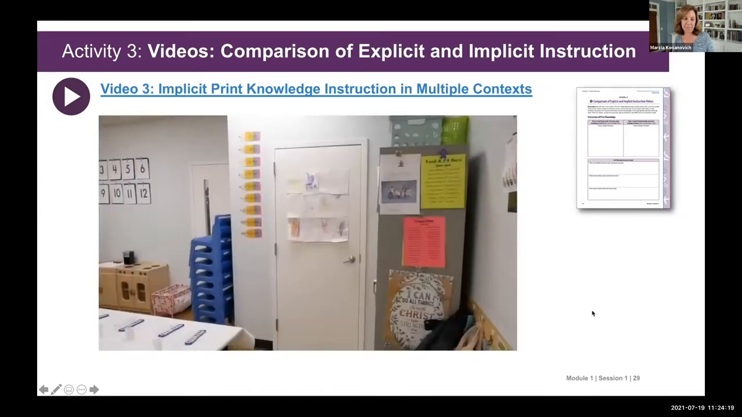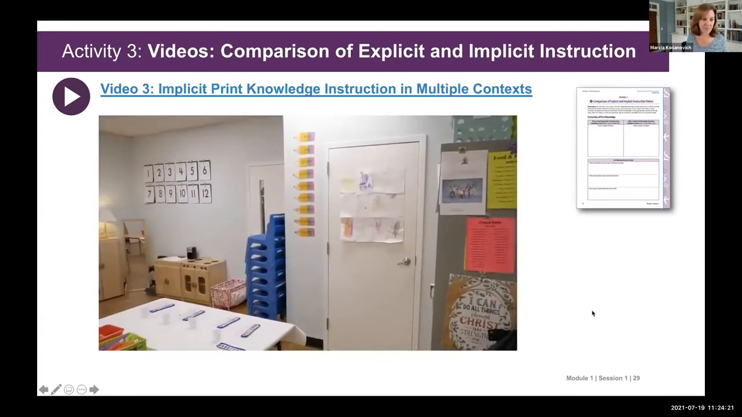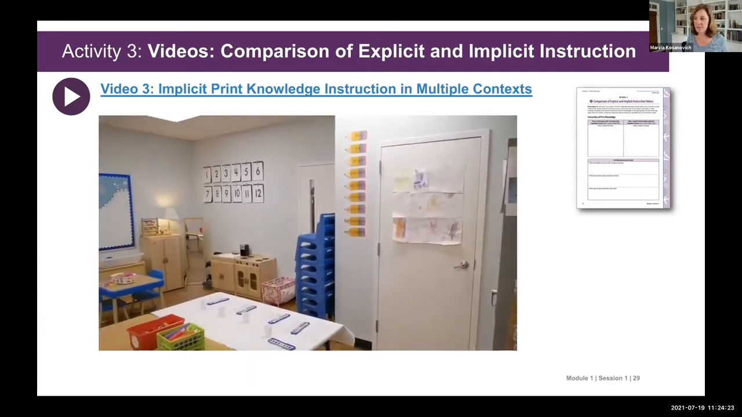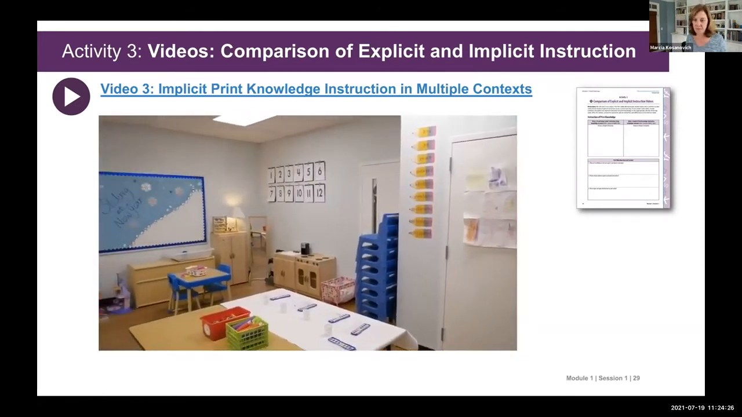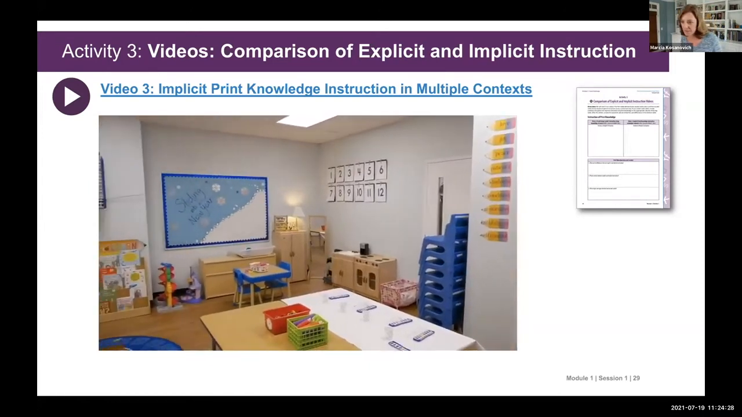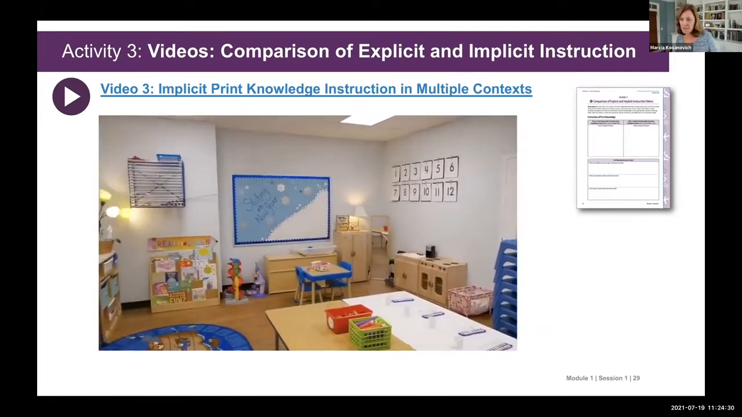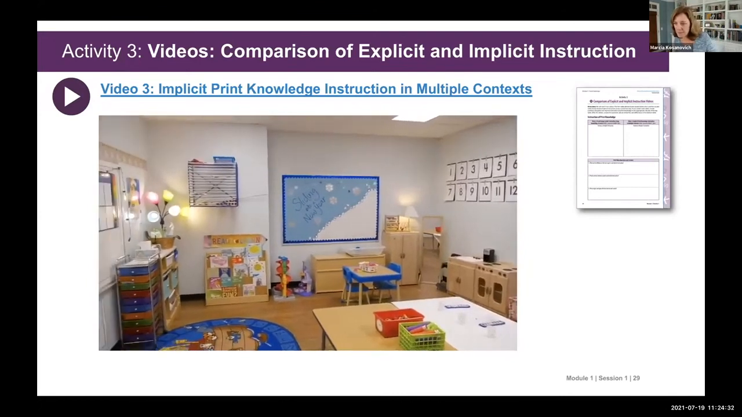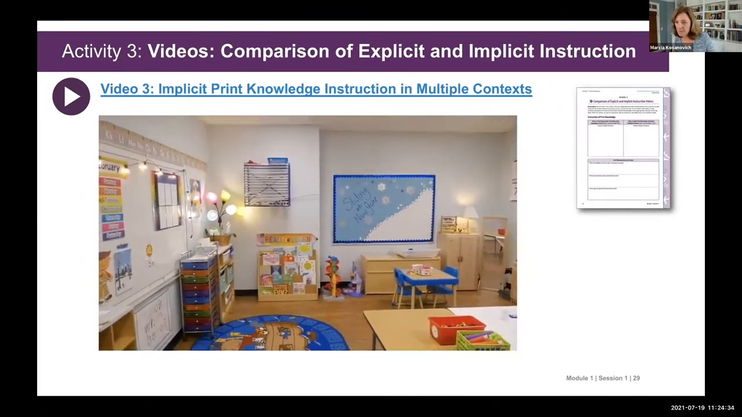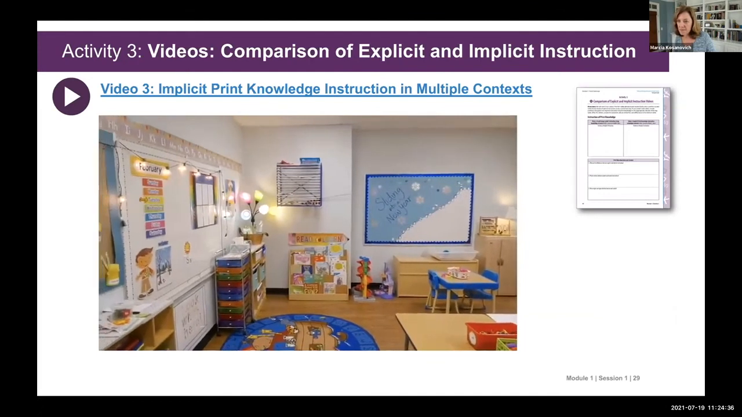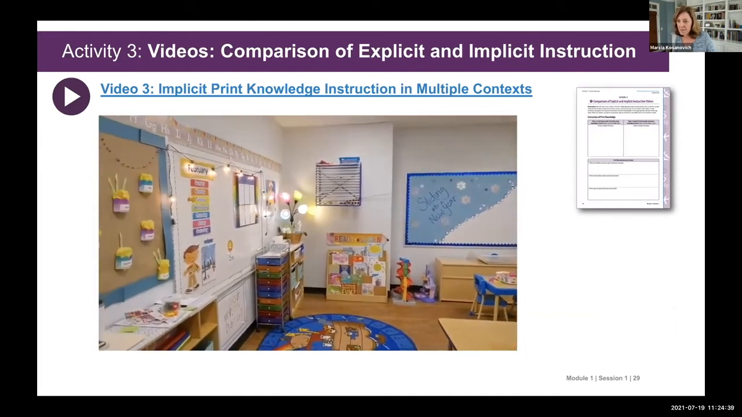Print knowledge is a basic building block of emergent literacy. As children develop print knowledge, they recognize and produce letter names and letter sounds. Once letters and their sounds are explicitly introduced in a lesson, teachers implicitly reinforce those letters and encourage practice throughout the preschool day.